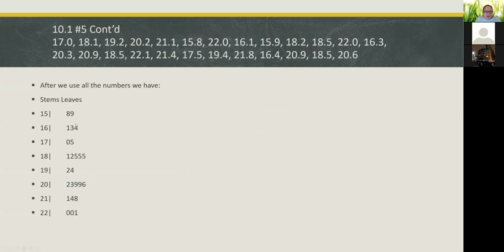So after I've done all my numbers, I end up with this. And I'm almost done. The only thing I want to do is make sure that all my leaves are in increasing order. So 8, 9, that's in increasing order. 1, 3, 4, that is. Okay. The only one that actually isn't is the one next to the 20. I want to move my 6 so that it's in between the 3 and the 9.